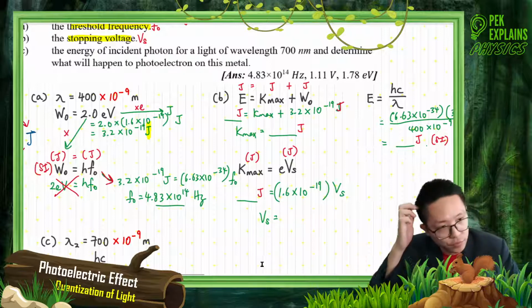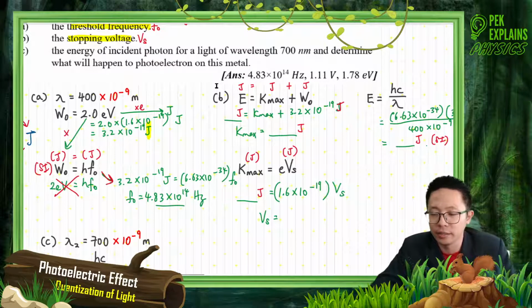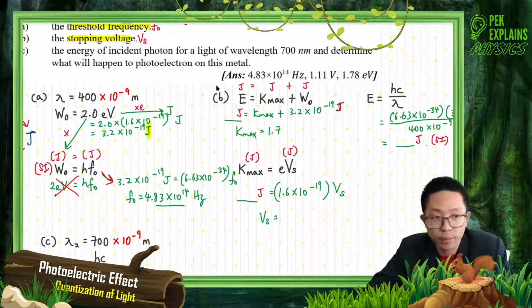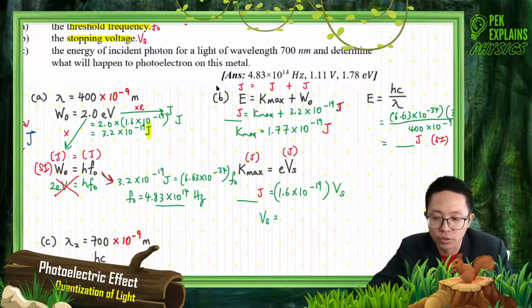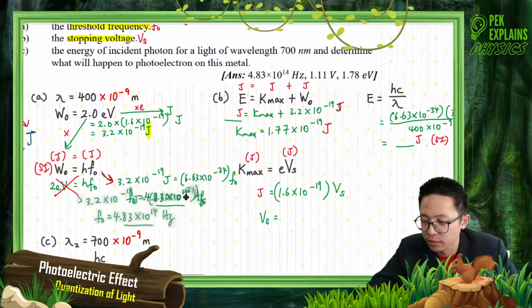I got the answer for this. Actually, I got the kinetic energy already. For this question just now, the answer is EVS, Kmax is equal to 1.77 exponent negative 19 joule, because all in joule. So I substitute the Kmax 1.77.